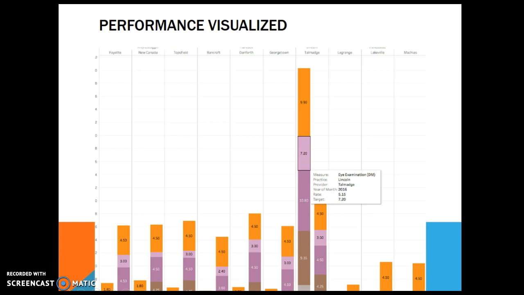So if you look at what Dr. Talmadge did in the Lincoln practice in the year 2016, the target for eye examination, which is the same data we were looking at previously, is 7.20. His rate was 5.15. So he fell a little bit below the metric that we were looking at for this doctor. And if you hover over the lavender for any of the others, it will show you the same information. We invite you to come up and do that after the presentation is over.